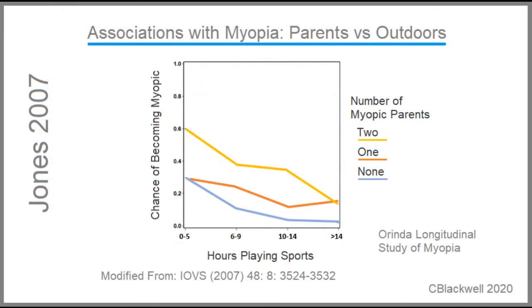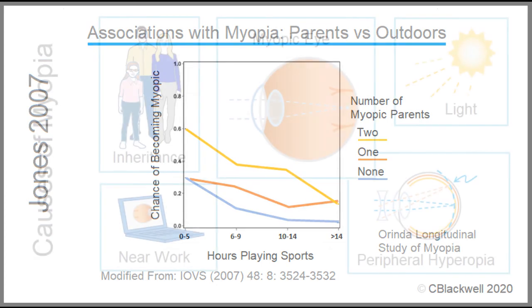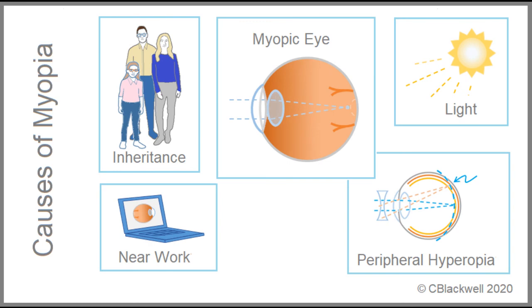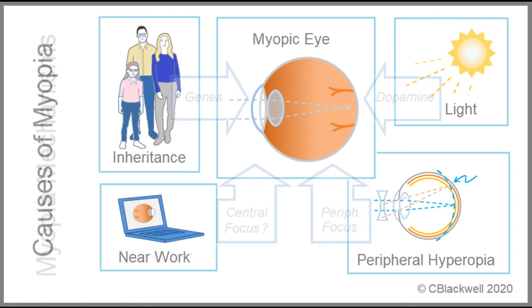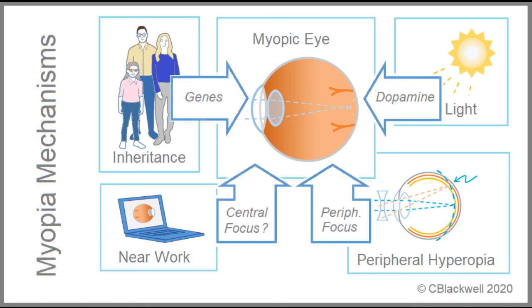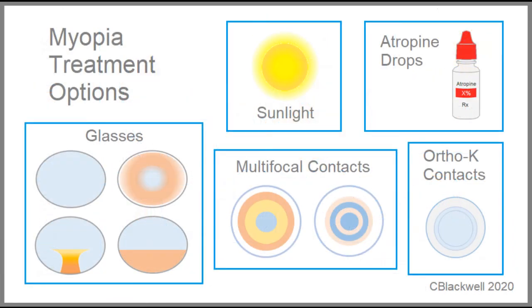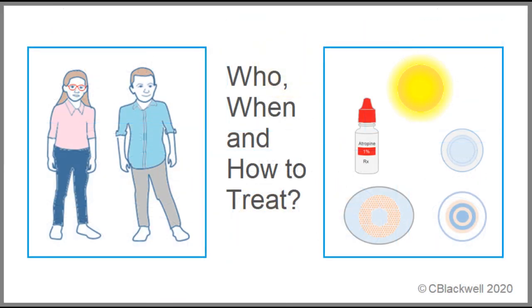Inheritance provides the background. The course can be modified by sunlight exposure. Probably near work, and possibly glasses correction with peripheral hyperopic defocus. Each of those is connected to a specific mechanism of myopia development. From that understanding of causative factors comes a range of treatment options. All of that background gives us a much better idea of how to approach myopia, which directly leads to Video 5, Treatment of myopia.